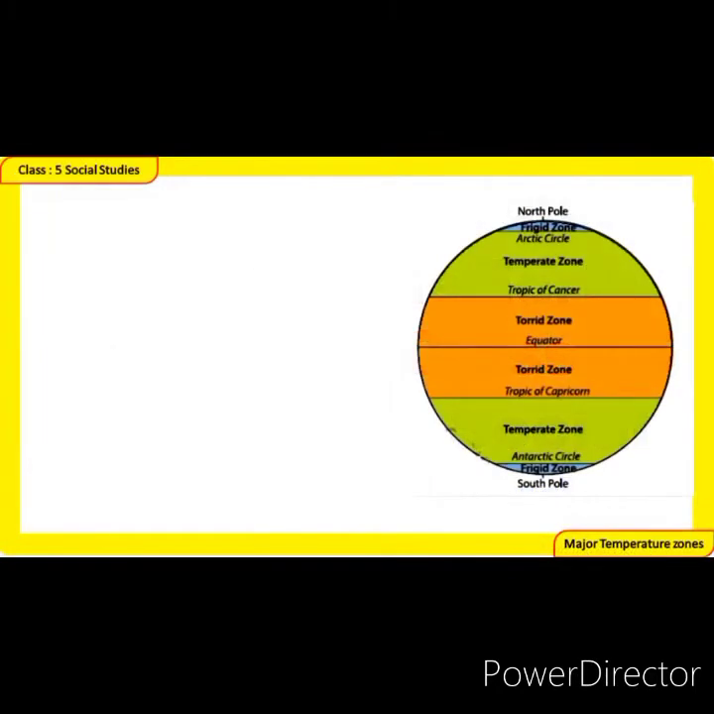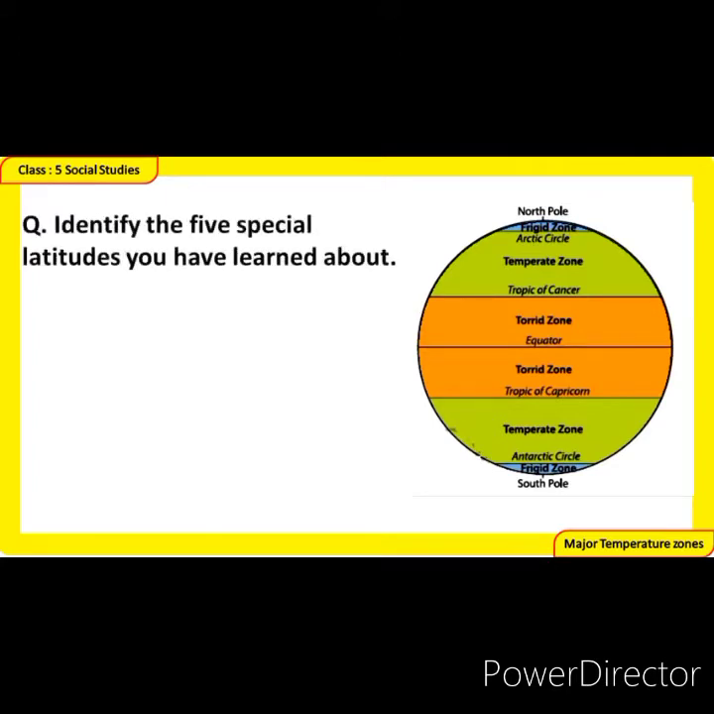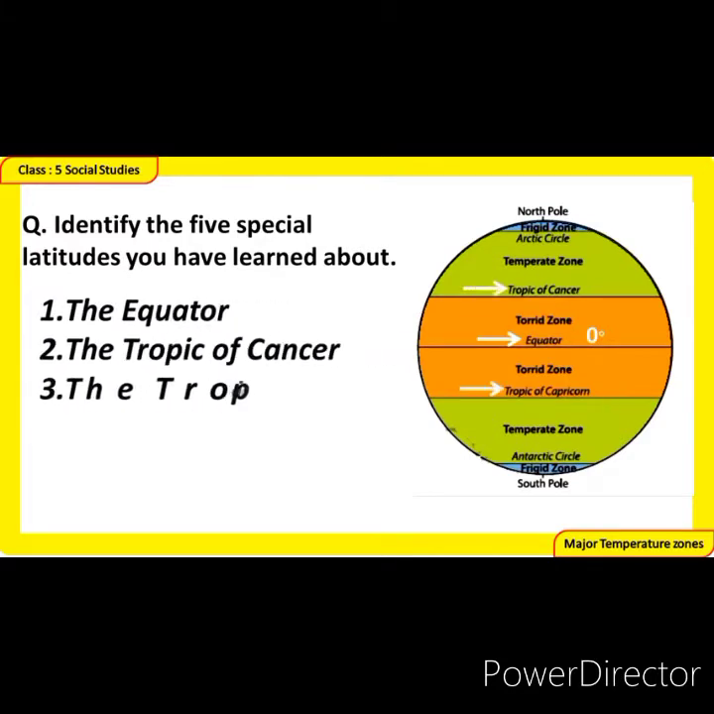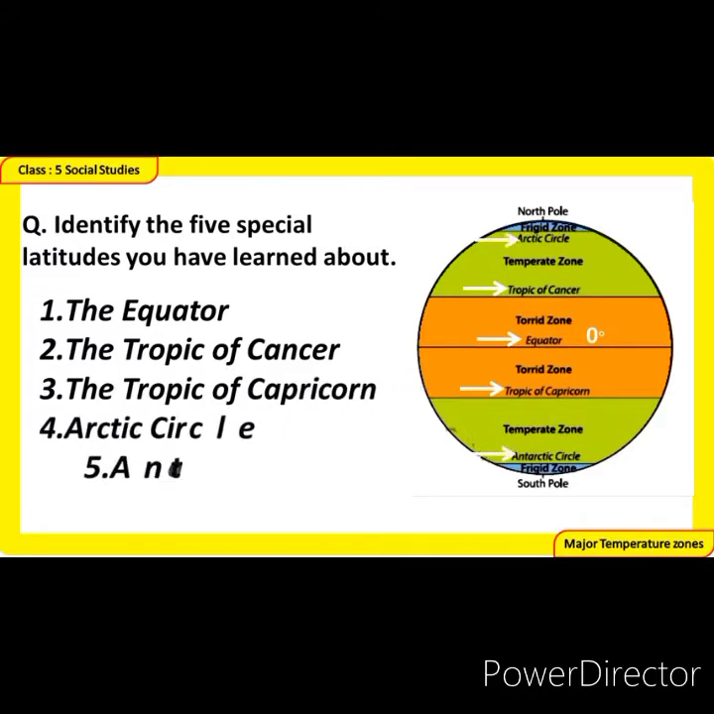But before we start, we have already studied about the latitudinal lines. What are the latitudinal lines? We have already studied the 5 special latitudes, that is the equator, the Tropic of Cancer, the Tropic of Capricorn, Arctic Circle, Antarctic Circle.